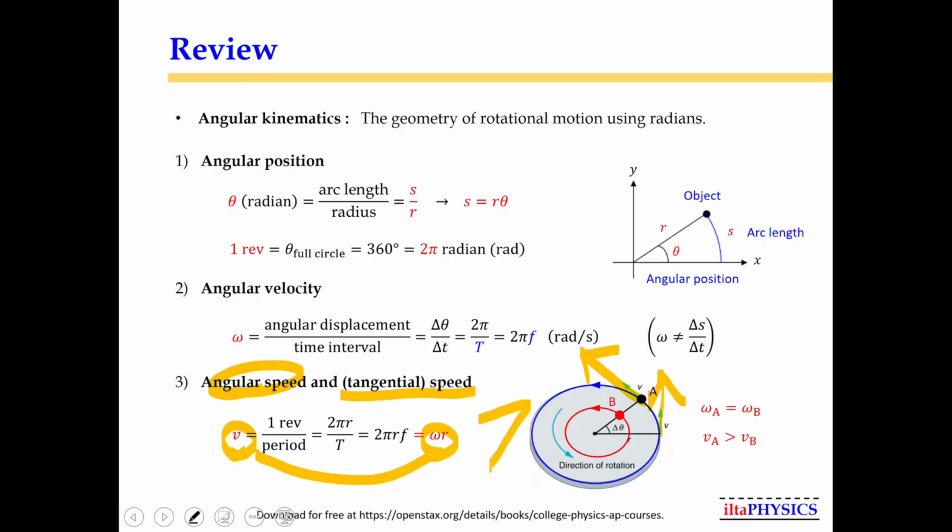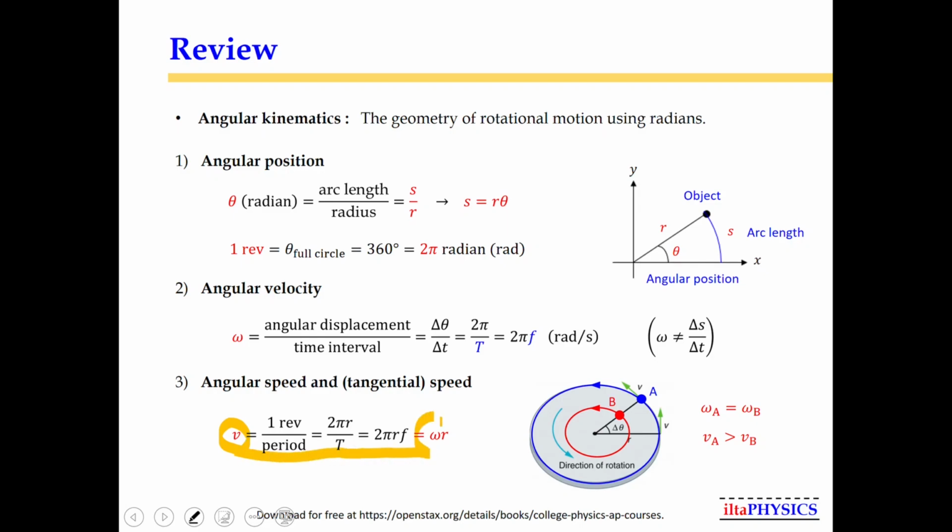The relationship between angular speed and tangential speed carries a very important physical meaning. If we derive the relationship based on one full revolution, we find that tangential speed is the product of angular speed and the radius, which is the distance from the axis, as shown in the formula below.